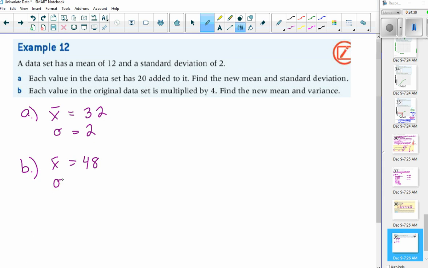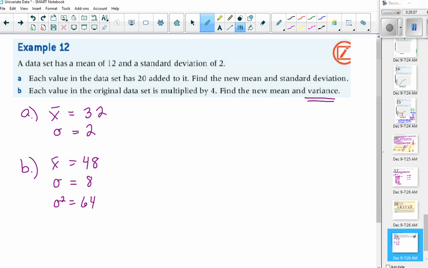My standard deviation, my spread, is going to be different as well. My spread before was 2, but now I've gone out even further. So now my mean is going to be 48, and then my next data points are going to be spread away from that, which means I'm going to have to multiply my standard deviation by 4, which means my standard deviation is 8. Now we're trying to trick you because here we stated variance. So what is the relationship between standard deviation and variance? Variance is standard deviation squared, which means my variance would be 64.